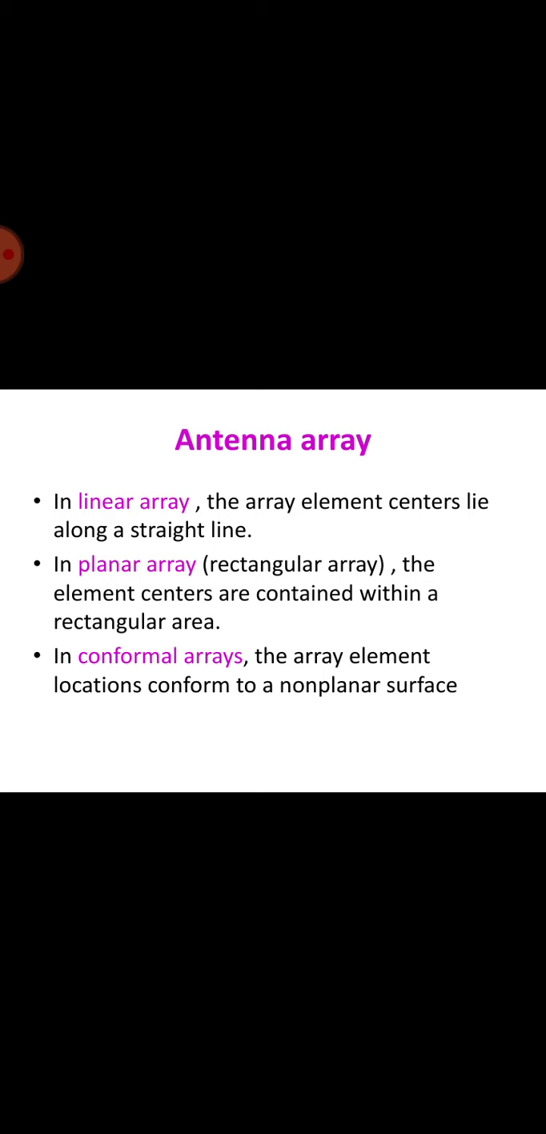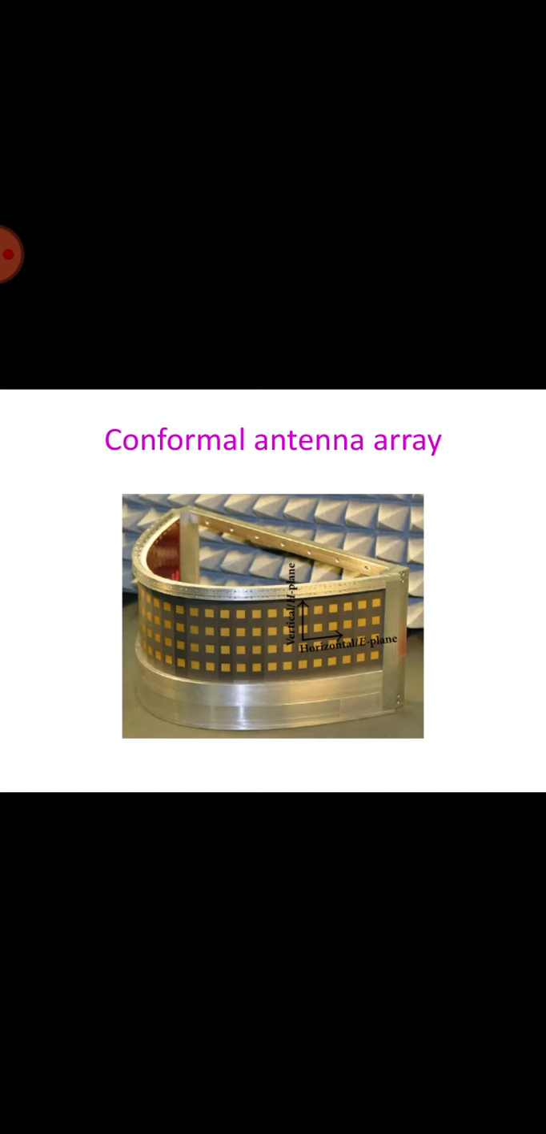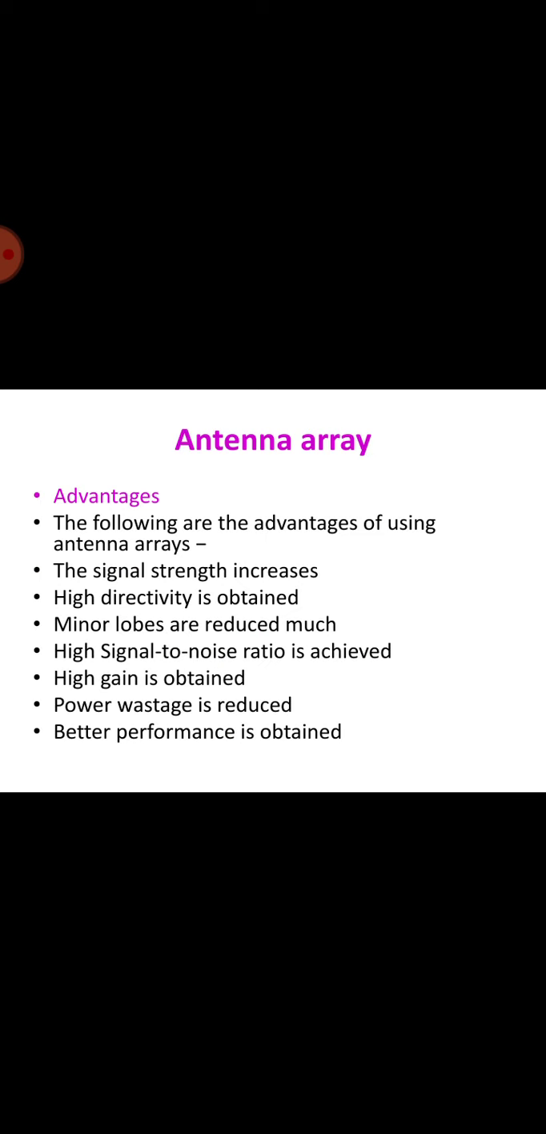In a linear array, the array element centers lie along a straight line. In a planar array, the element centers are contained within a rectangular area. And in conformal arrays, the array element locations conform to a non-planar surface. This diagram shows an example of a conformal antenna array.